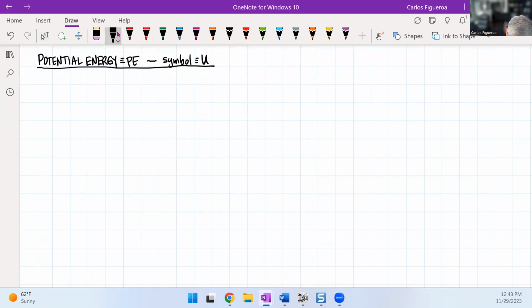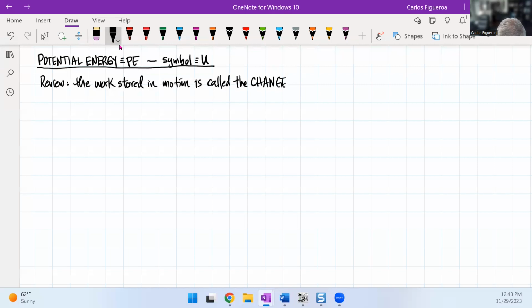So earlier, as a very quick review, the work stored in motion was called, not was, is called the change in kinetic energy.